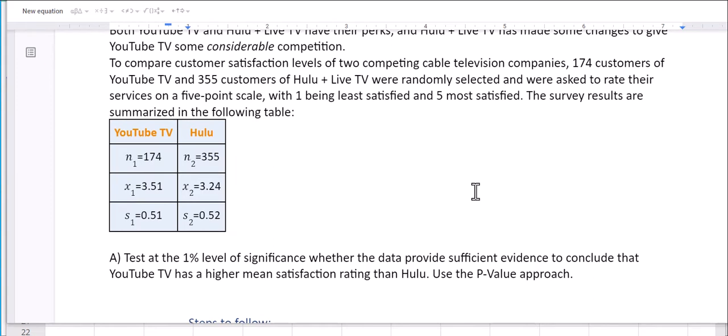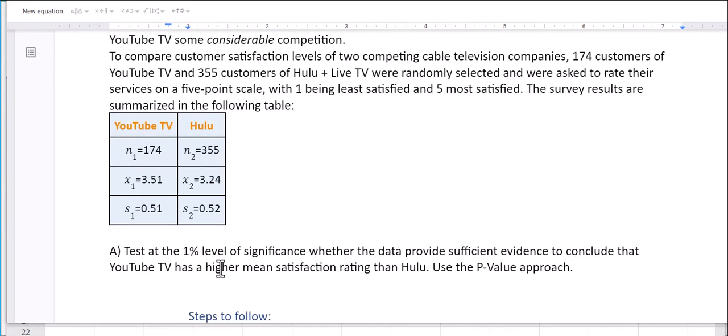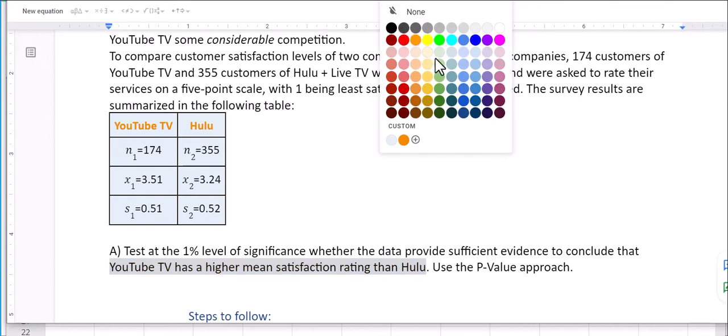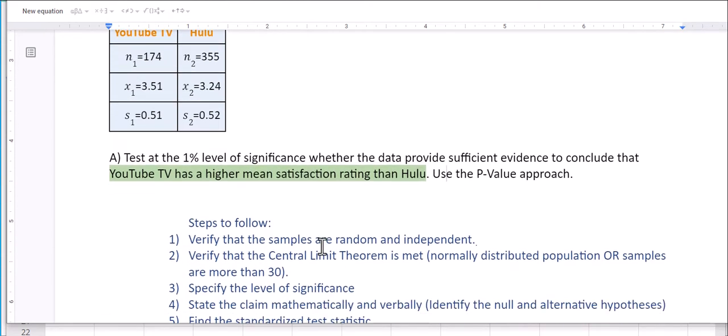So let's see. So what do we do? Oftentimes, right, you get a problem like this, you read it, and then now what? So we're going to focus on the question, at the 1% level of significance, whether the data provides sufficient evidence to conclude that YouTube TV has a higher mean satisfaction rating than Hulu. So there's our claim, the claim that we're studying. Based on the data, for YouTube TV the mean is 3.51, and for Hulu the mean is 3.24. So it does appear that YouTube TV has a higher average rating, but let's now go through the test of significance.